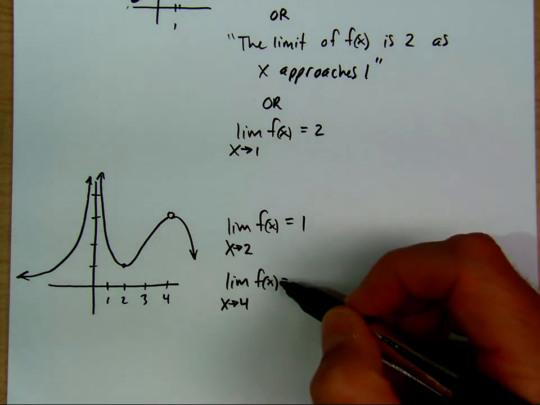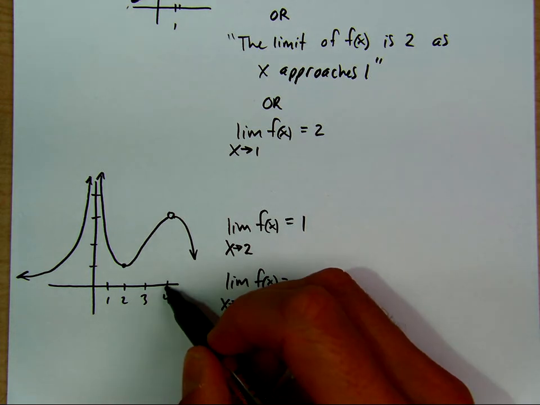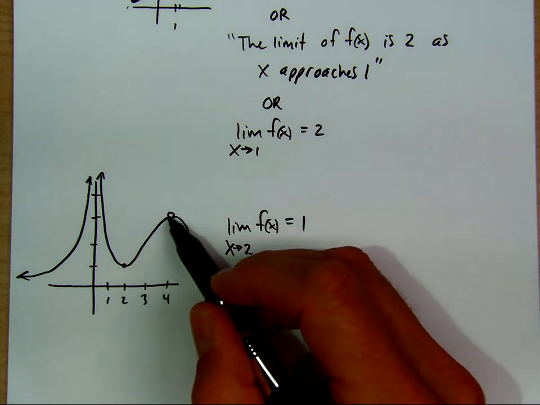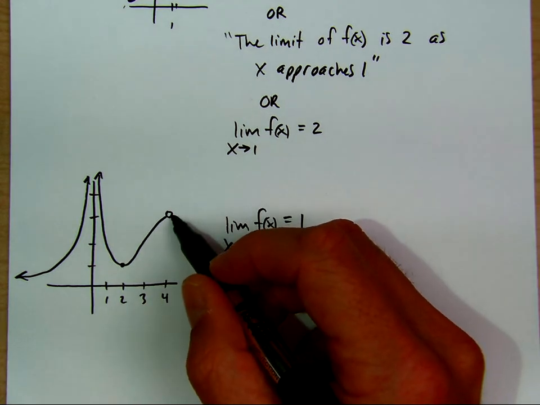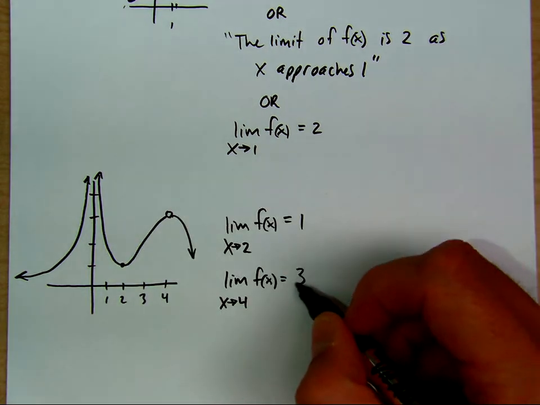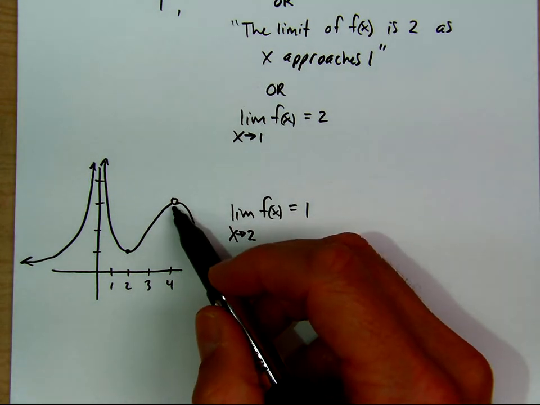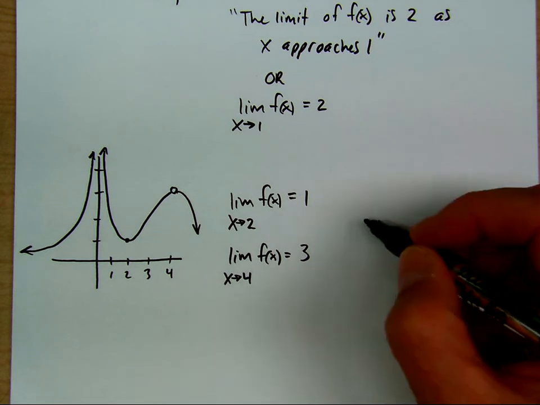And what's the y value approaching as x goes to 4? So we find 4. Let's follow the graph from the left, and the y values are approaching 3. From the right, the y values are also approaching 3, so the limit is 3, even though there's no point. The function is undefined at x equals 4.